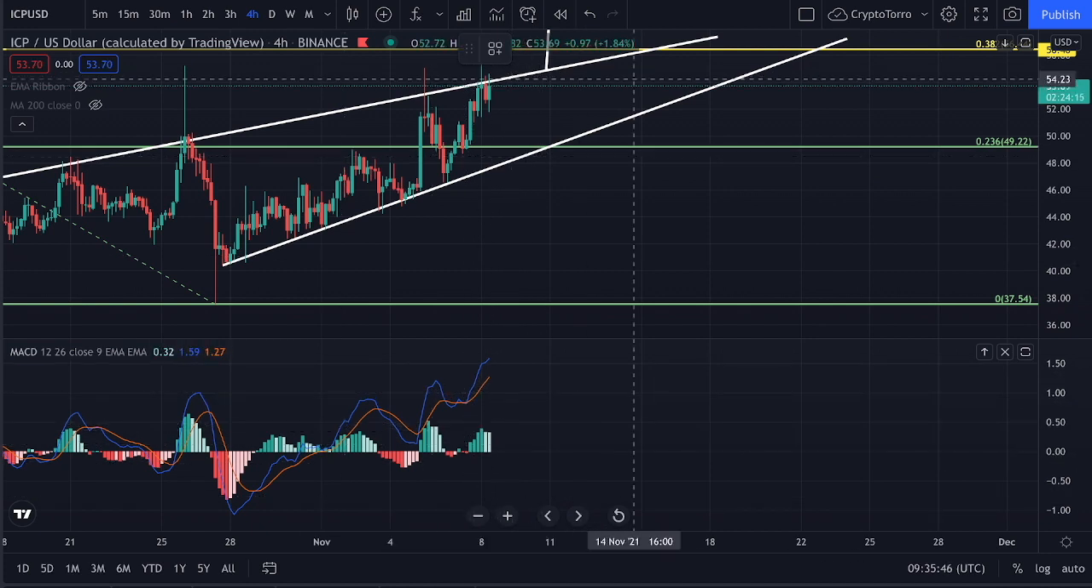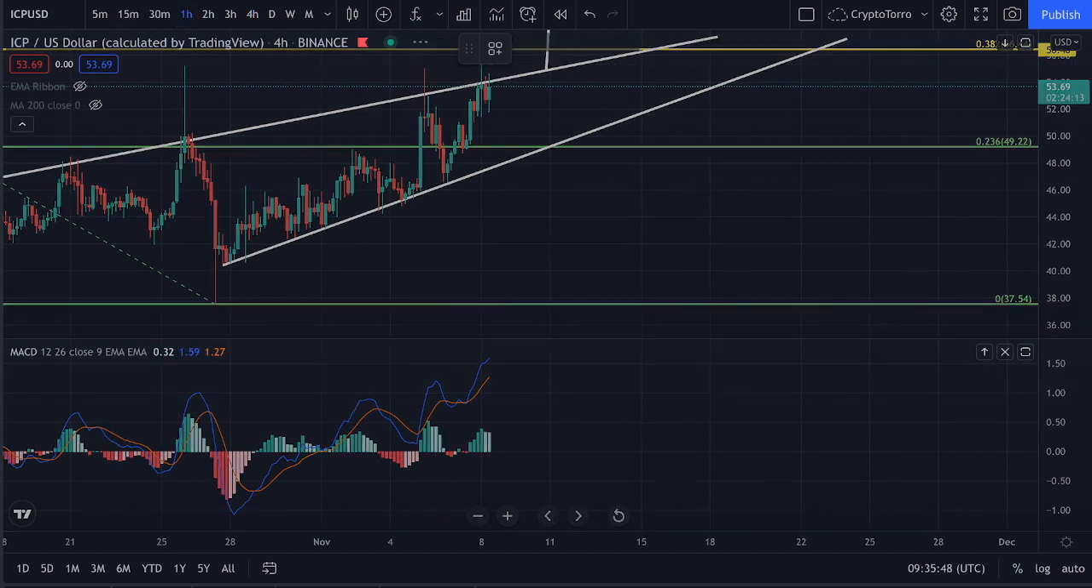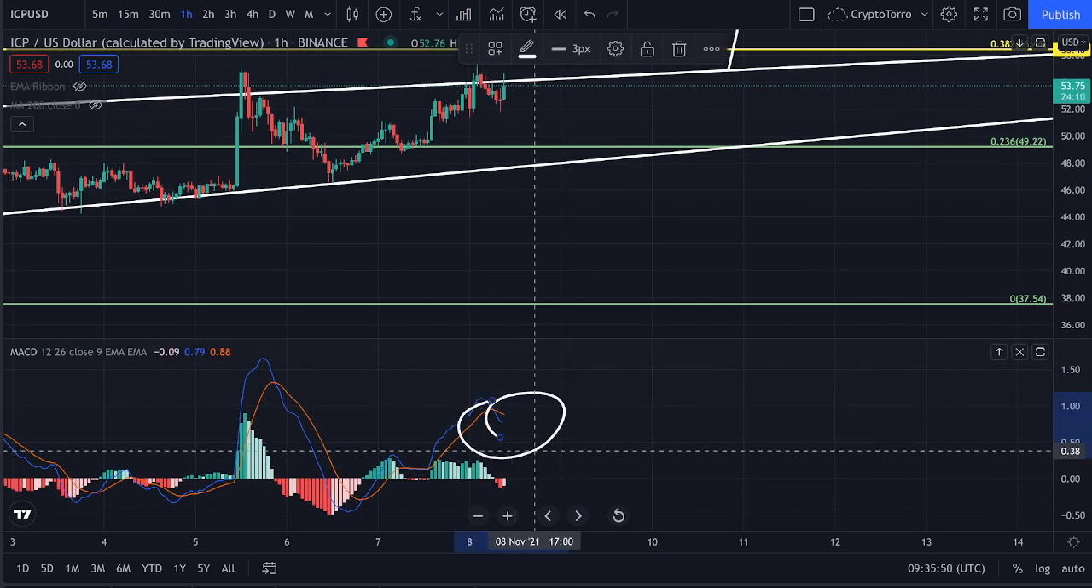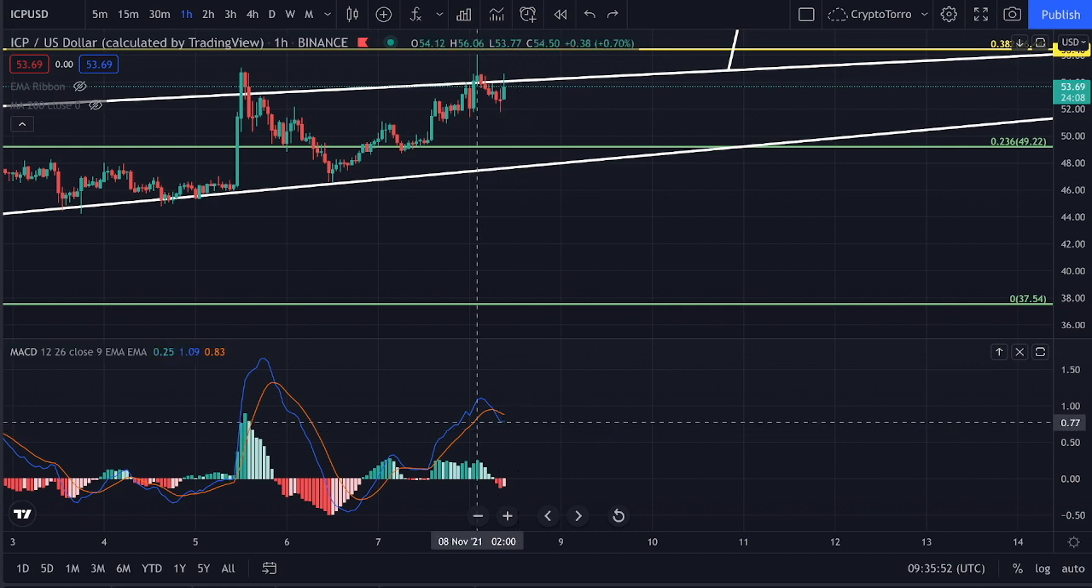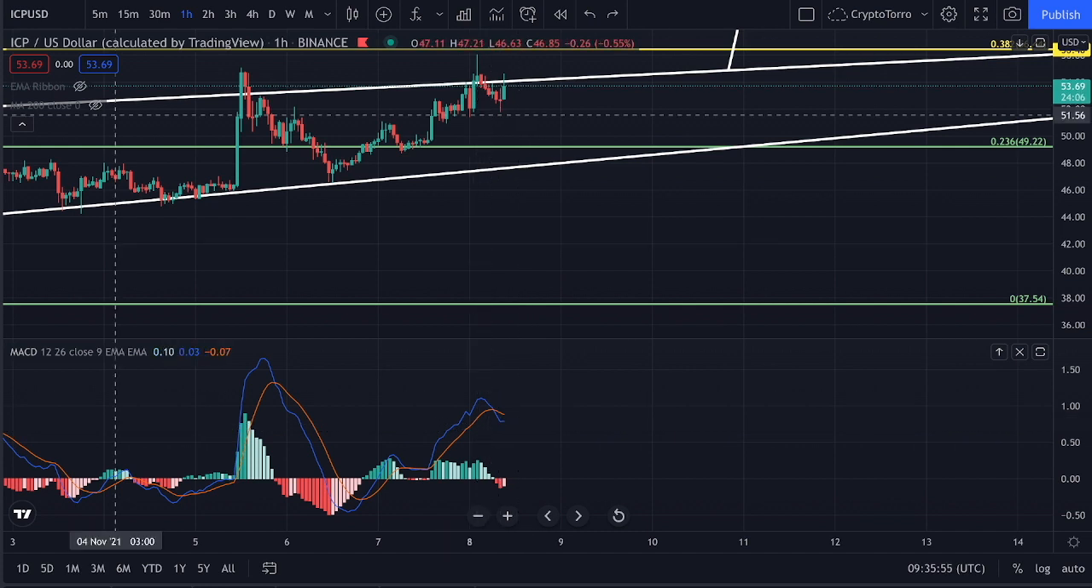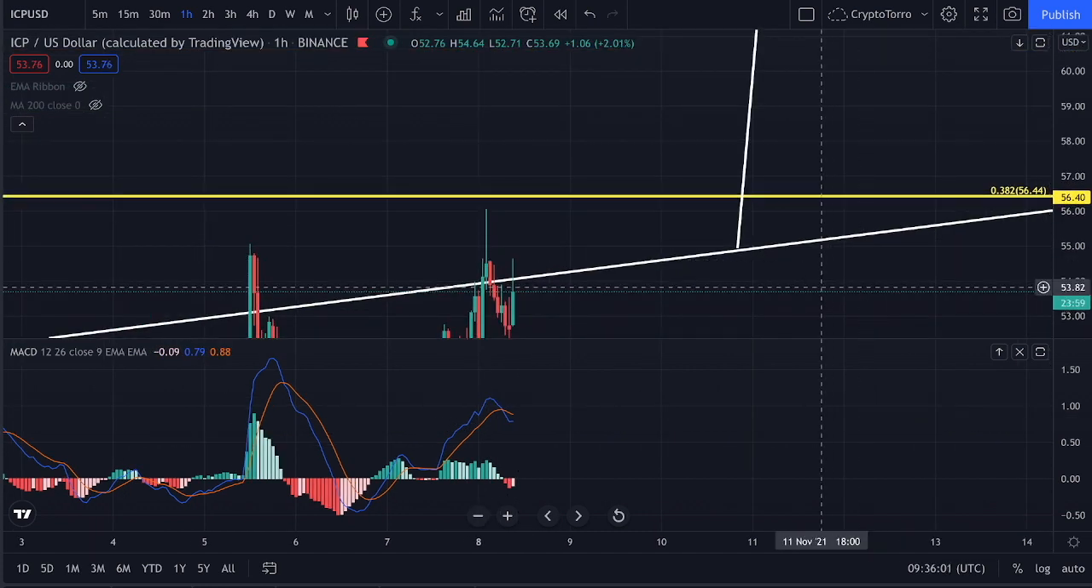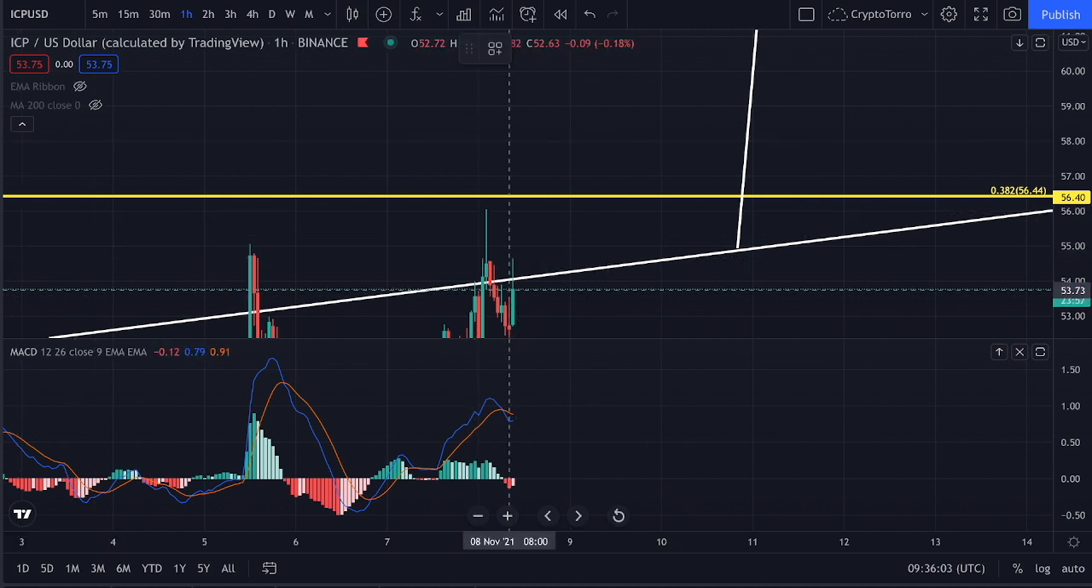If we head towards the 1-hourly time frame, you can clearly see that we are expecting more momentum towards the upside if we see a continuation, and that could mean that we are going to see enough strength getting created to create a breakout outside of this pattern. So that is something absolutely important.